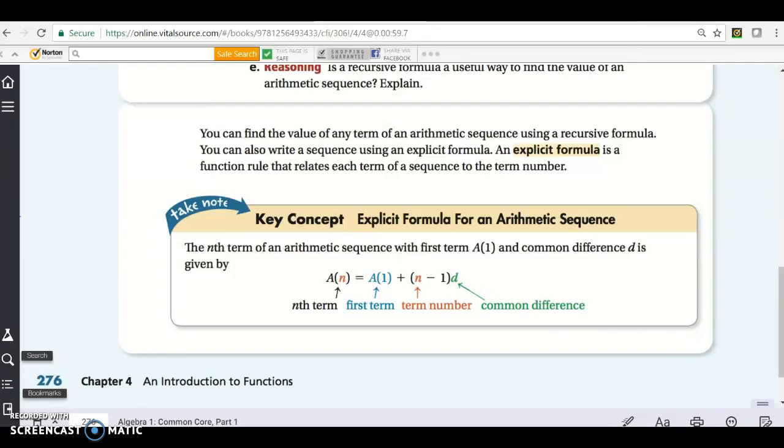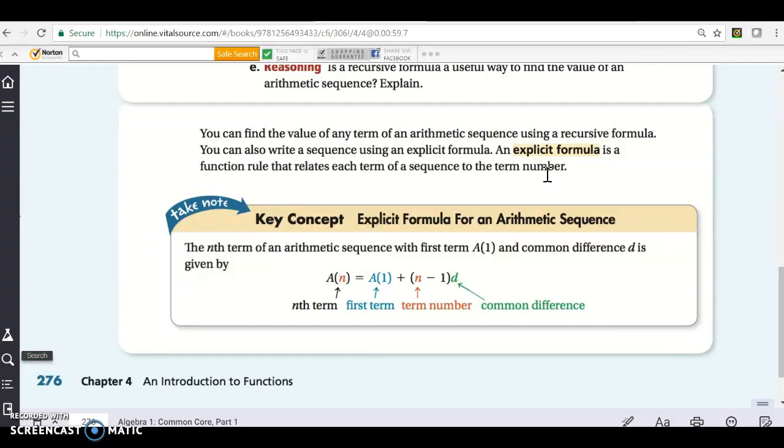Okay, we're still in lesson 4-7, and now we're going to talk about the explicit formula. An explicit formula is a function rule that relates each term of a sequence to the term number. Remember, those term numbers are natural numbers, so they're like our counting numbers: 1, 2, 3, 4. So no decimals, no fractions, just those natural counting numbers.